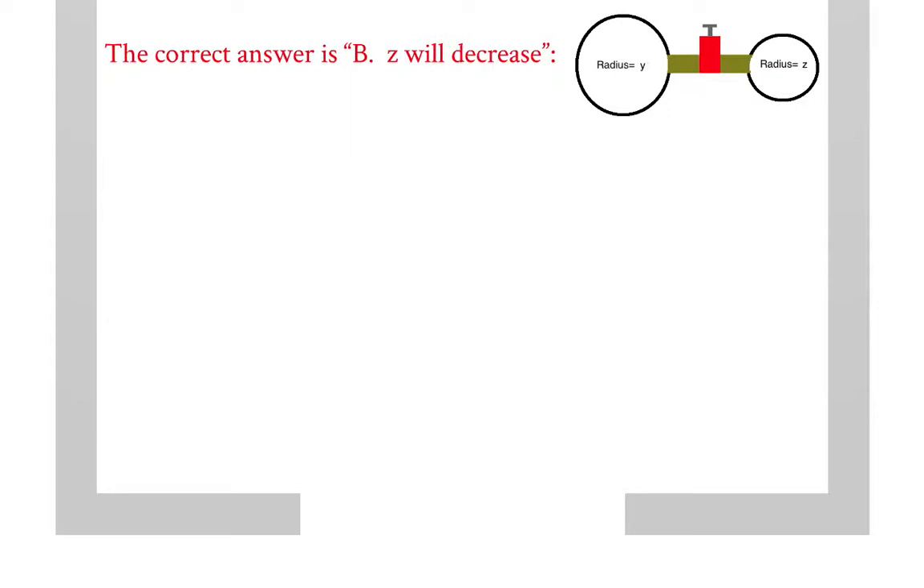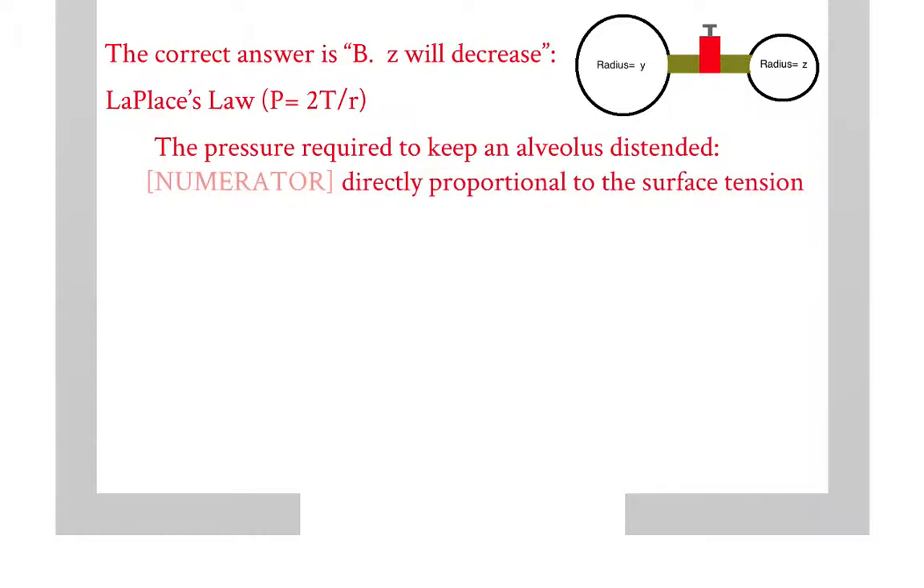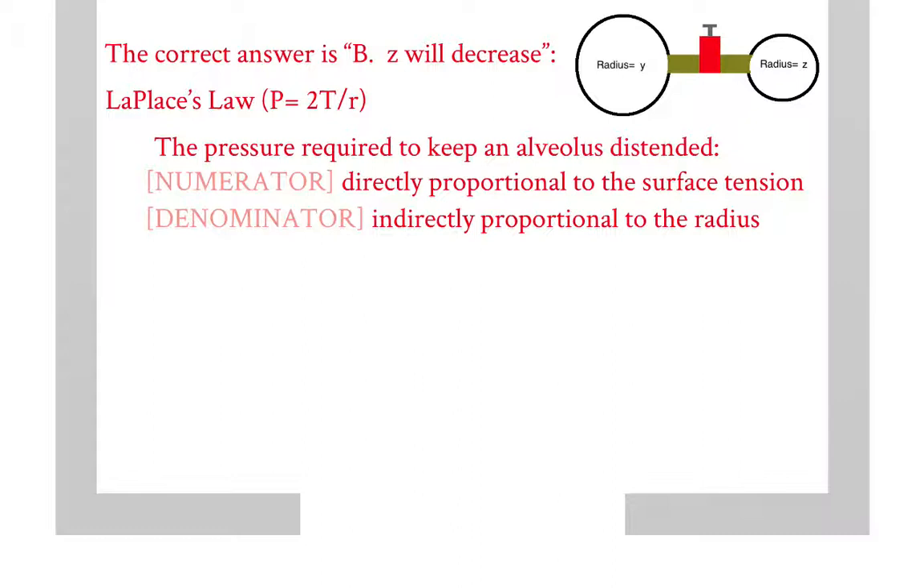Z will decrease. Laplace's law states that the pressure required to keep an alveolus distended is directly proportional to the surface tension and inversely proportional to the radius. The pressure in the smaller sphere is greater. Therefore, upon opening of the valve, air will flow from the smaller sphere into the bigger sphere, resulting in a decrease in Z and an increase in Y.